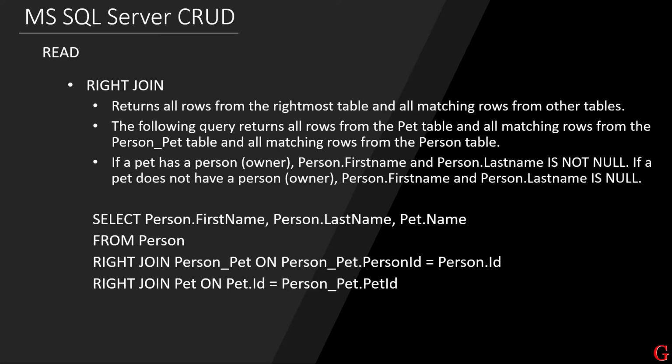Right join is similar to left join. The main difference is that right join returns all rows from the rightmost table, which is, in this case, the pet table. Right join returns all matching rows from other tables. If a pet has an owner, person first name and person last name are not null. If a pet does not have an owner, person first name and person last name are null. If a pet has 2 owners, the pet is returned twice.